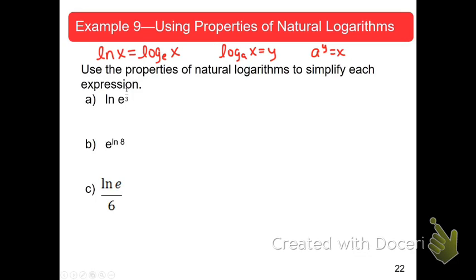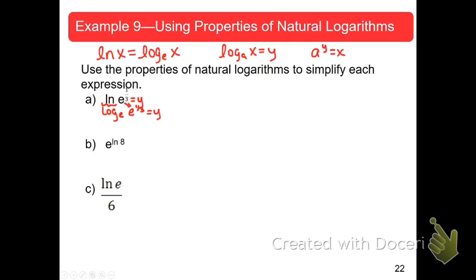So when I look here at example 9, letter A, I have the natural log of e to the 1/3. Well, it starts out with natural log, so I know that this is going to be equal to y. So if I need to, I can rewrite that. That natural log right here is this log base e. And then I'll bring down my e to the 1/3 equals y.